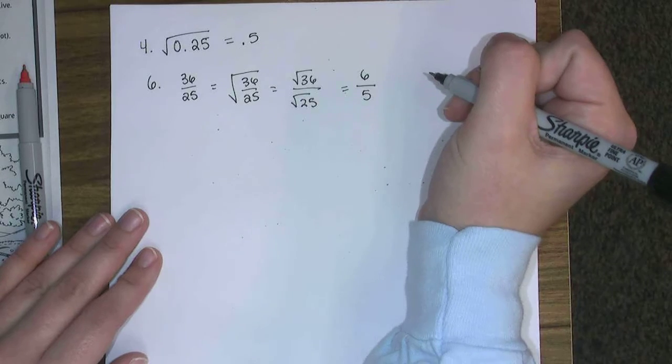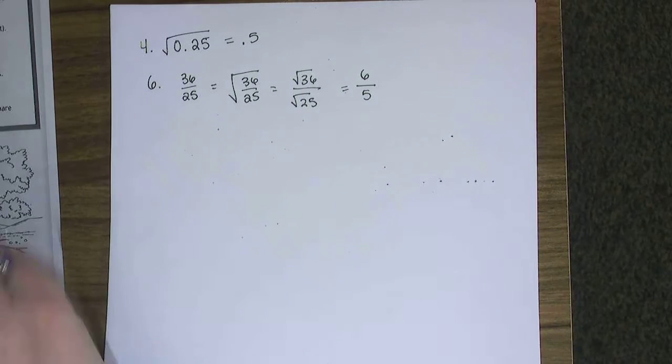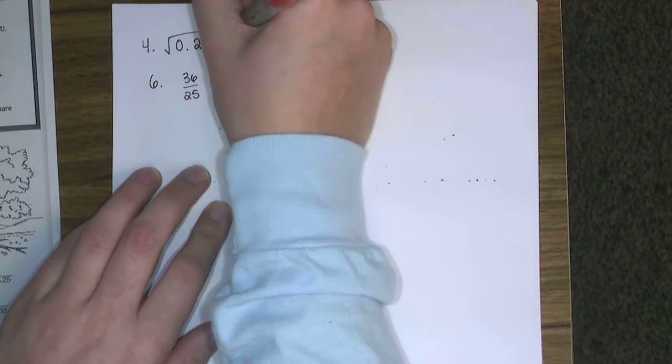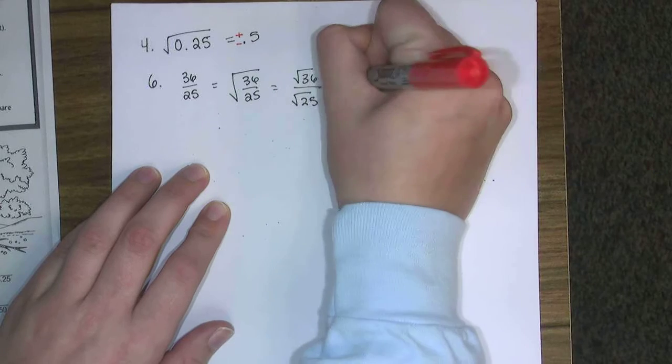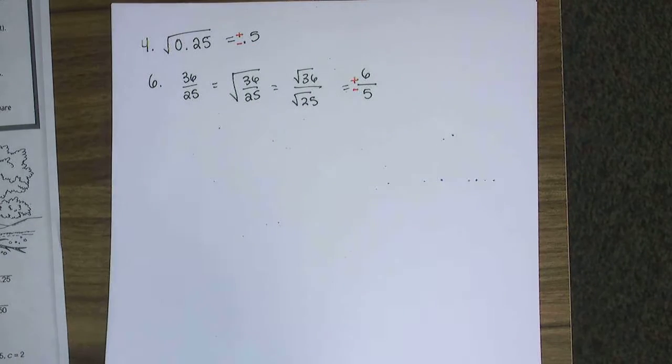So I'm going to go fix that on my other page. Okay, so this one, number 4, should have been plus or minus, and number 6 should be plus or minus 6 over 5. Okay?